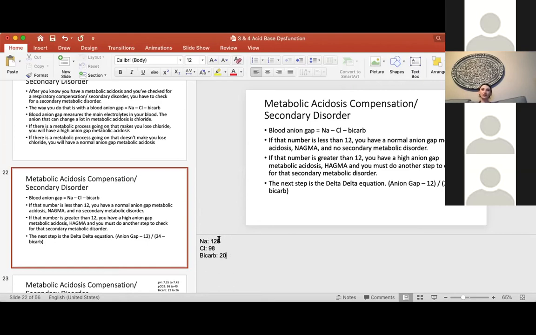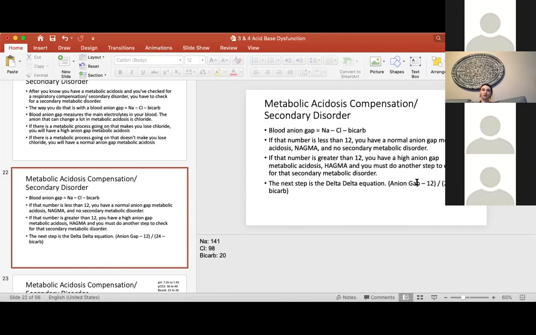Let's move this to 140. So if our sodium is 140, sodium minus our chloride, that's going to be 42, minus 20 is going to be 12. So it's greater than, well, maybe I should have made it 141. So now we've got 13. So it's greater than 12, so we're going to have a high anion gap, and you need to do another step. And this step is called a delta-delta.